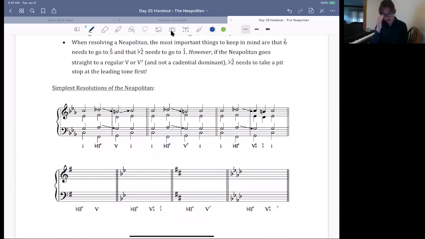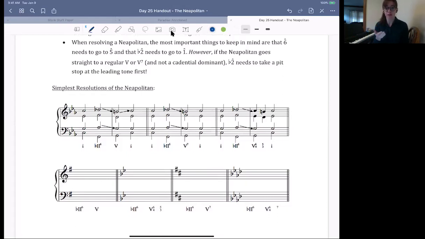Let's talk about resolution. So I just got done saying that flat 2 really wants to go to 1. The Neapolitan also goes to a dominant though. So I want you to spell a dominant in your head, 5 or 5-7 in numbers. There is not a 1 to be seen, right? So our flat 2 needs to make a pit stop. It's going to go to the leading tone first, and then the leading tone will then move to tonic.